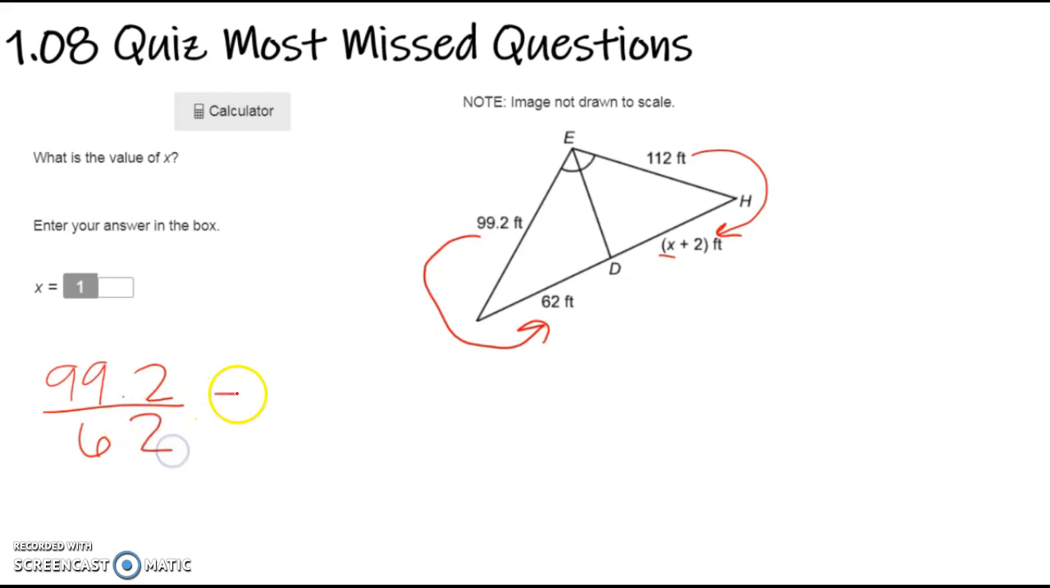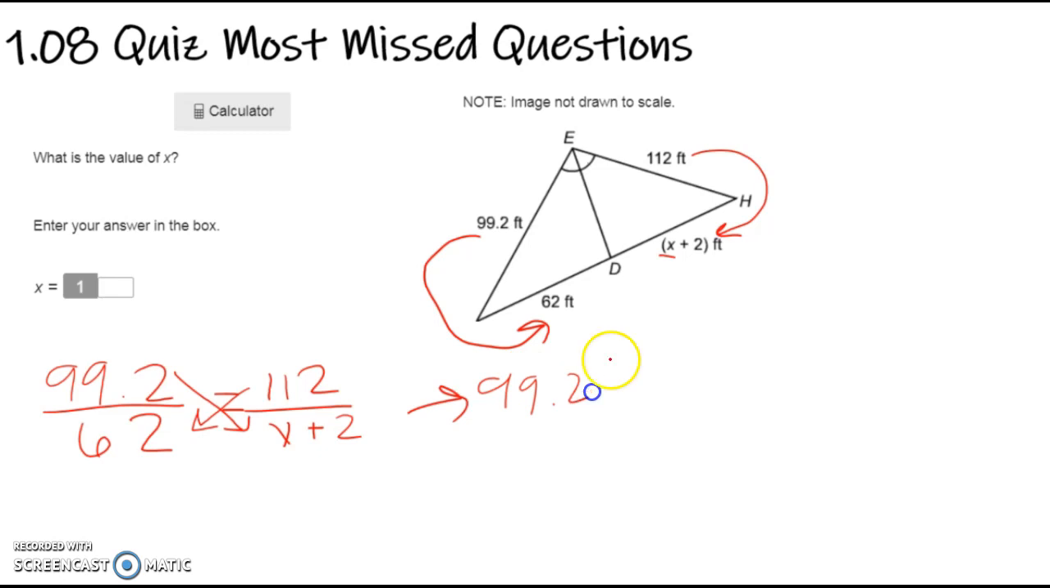99.2 over 62 equals 112 over x plus 2. Cross multiply. So we end up with 99.2 times, and I'm going to put this in parentheses again. Don't forget about the distributing anytime you have multiple terms added or subtracted when you're cross multiplying there. And that equals 112 times 62.